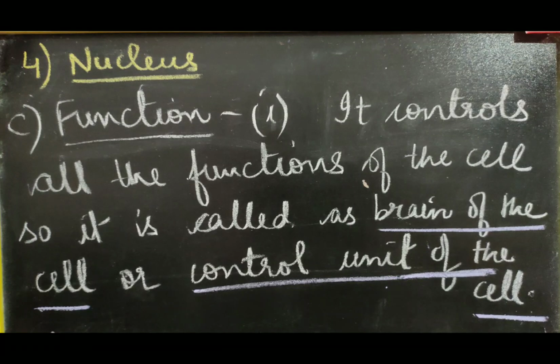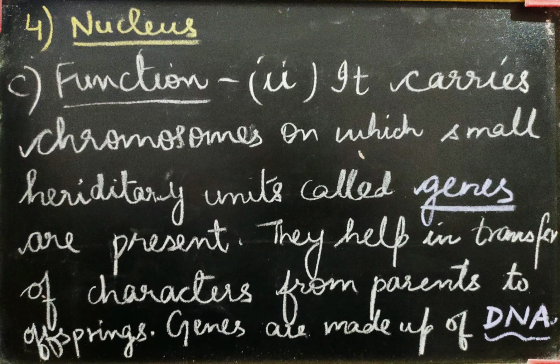Let us now discuss the functions of nucleus in a cell. The main role of nucleus in a cell is to control all the functions of the cell, and hence it is also known as the brain of the cell or the control unit of the cell. Also, it carries chromosomes on which small hereditary units called genes are present. They help in transfer of characters from parents to the offsprings.